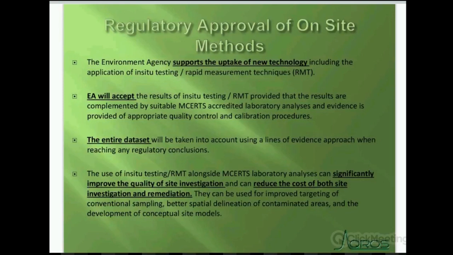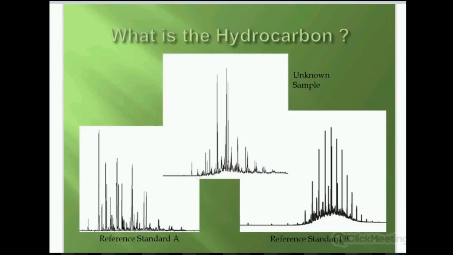So I'll come to that in a bit. But the Environment Agency recognised that the use of on-site analysis significantly improves the quality of a site investigation, i.e., as we've shown before, the more sampling points you have, the more likely your statistics is going to be good, and that can reduce the cost of both site investigation and remediation, as hopefully I have shown you already.